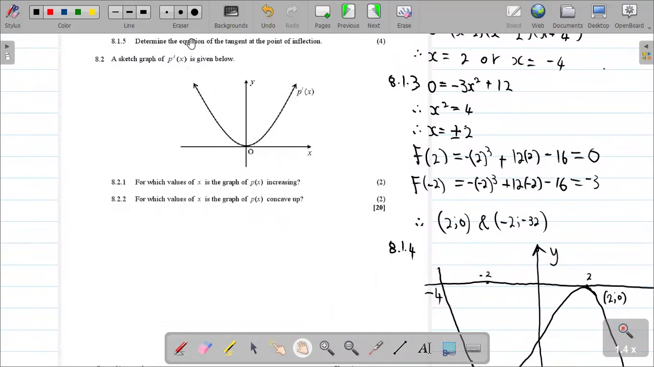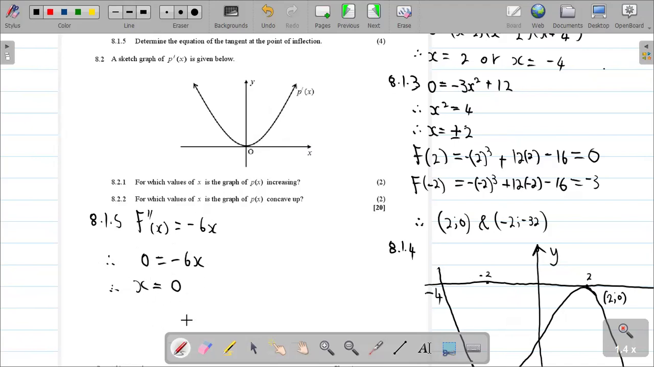Now they say determine the equation of the tangent at the point of inflection. So we must find the point of inflection, meaning we must find the derivative of the derivative. So 8.1.5. The second prime of x is going to be equal to -6x. So therefore, if it's the point of inflection, 0 equals -6x. So therefore, x will be equal to 0.